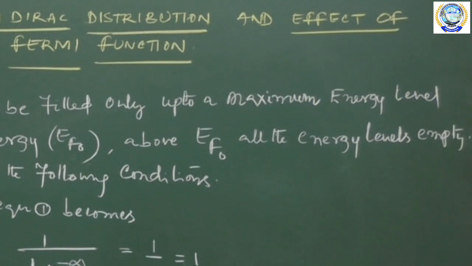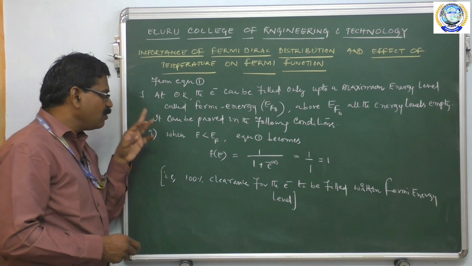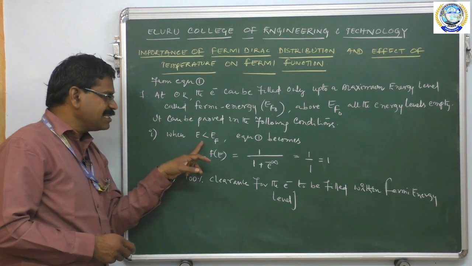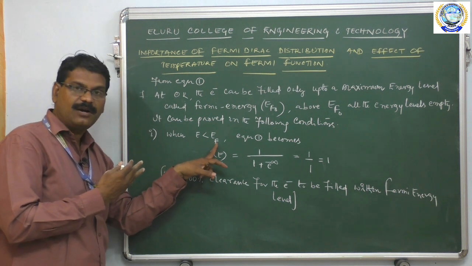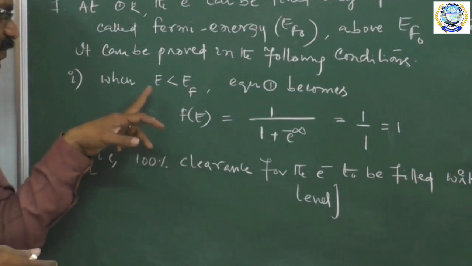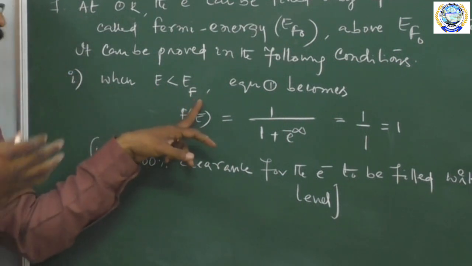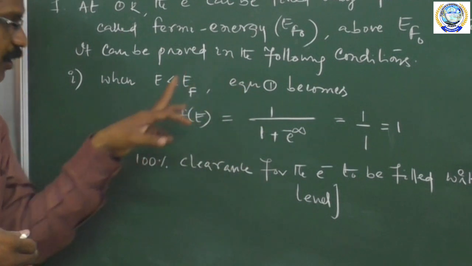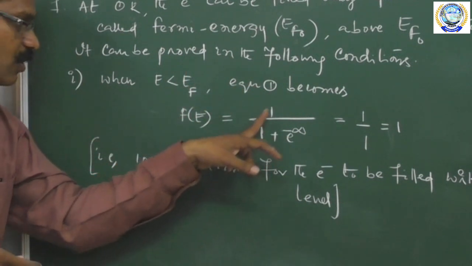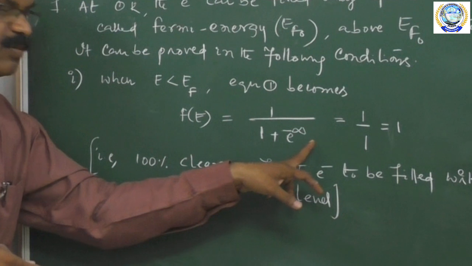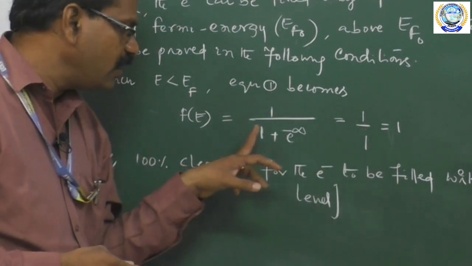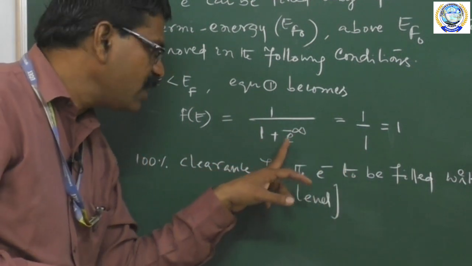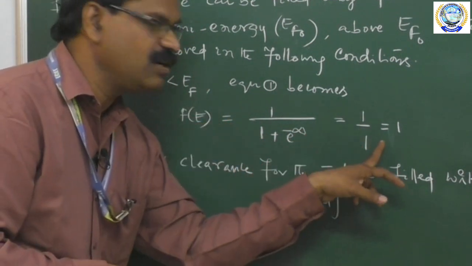So if you see the following, there are two conditions. The first one is E less than EF. What is the meaning of this? E is called the energy level and EF is called the Fermi energy level. Suppose the energy level of the electron is less than the Fermi energy level, then equation 1 gives f(E) equal to 1 by 1 plus e to the power of minus infinity. After simplifying, e to the power of minus infinity is 0, therefore 1 by 1 is equal to 1.